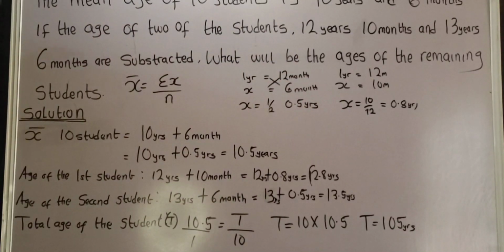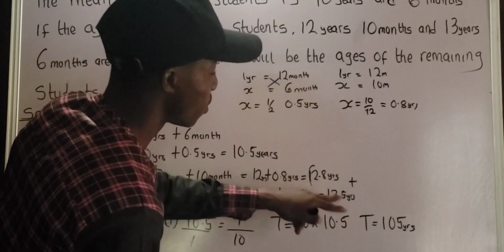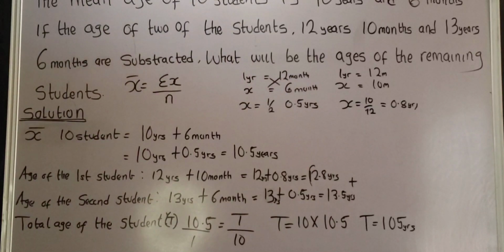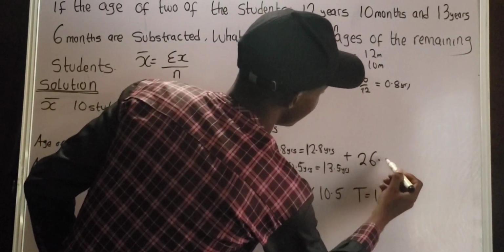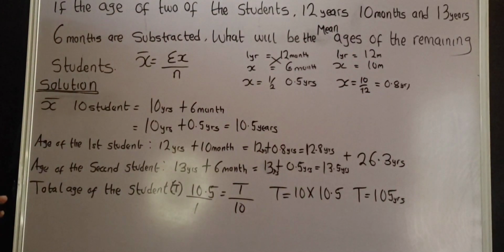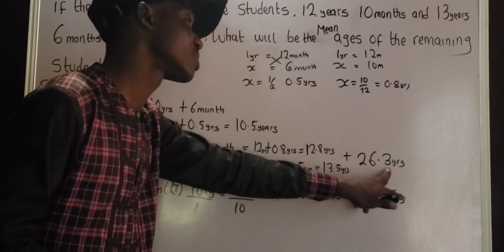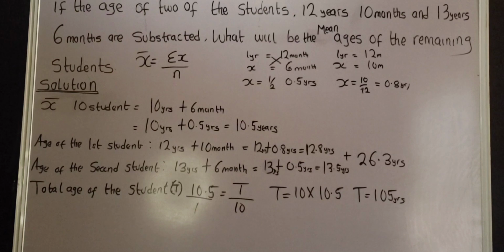We have to find the sum of the ages of these students. So I'm going to have this plus this: 12.8 plus 13.5, which is 26.3 years. Now we can proceed to get the age of the remaining 8 students by subtracting 26.3 years from 105 years. And if you subtract that, you are going to get 78.7.